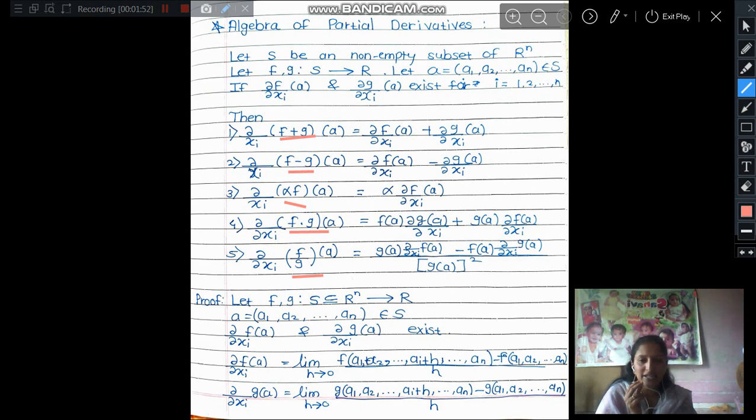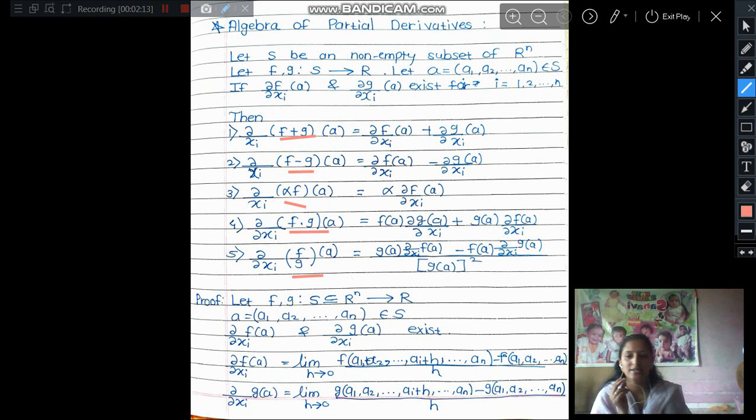Similarly for ∂g/∂xi at a, that is the limit as h tends to 0. The coordinates of a are a1, a2 up to an, that's why we used a1, a2 up to an here. [g(a1, a2, up to ai plus h, up to an) minus g(a1, a2, up to an)] upon h. These are only the definitions of ∂f/∂xi and ∂g/∂xi at a, which exist for i running from 1 to n.